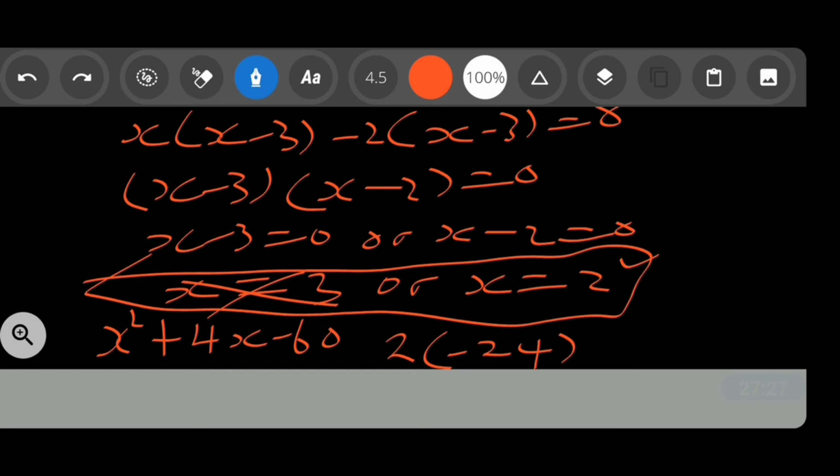Now, remember, we were told to get the sum of all real values of x. So just getting the values of x is not actually enough. We need to sum them up. So let's just take a moment to do that. Now, let's collect our results. Let's do that in the next page.